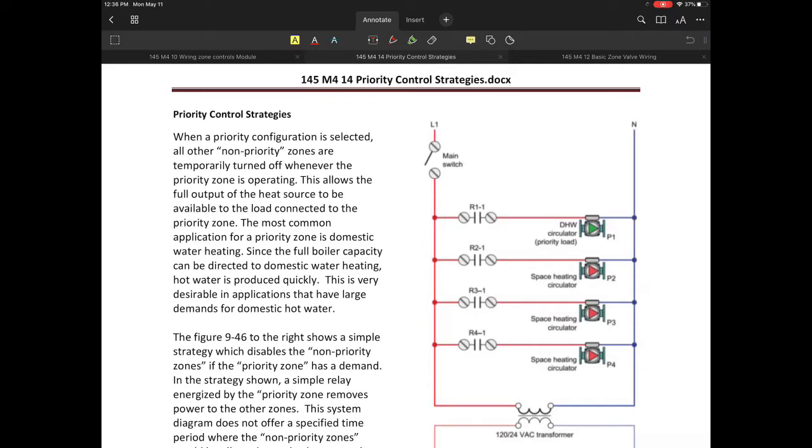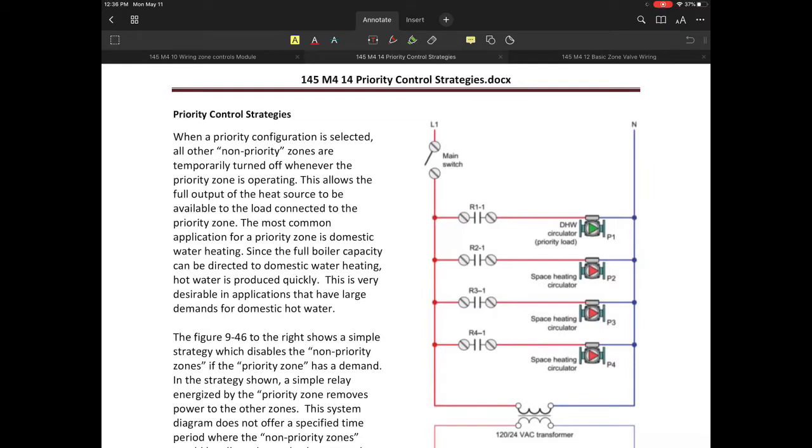If we had a domestic water system, when we need a demand for hot water, we will then disable other types of zones, as opposed to trying to satisfy everybody's zone demand at the same time. It allows me to utilize the full output of my heat source or boiler system to provide the heat to make the hot water and satisfy that demand. After that demand is satisfied, after a certain amount of time, we'll say okay, now we're going to go back and finish heating up the zones as we need to.